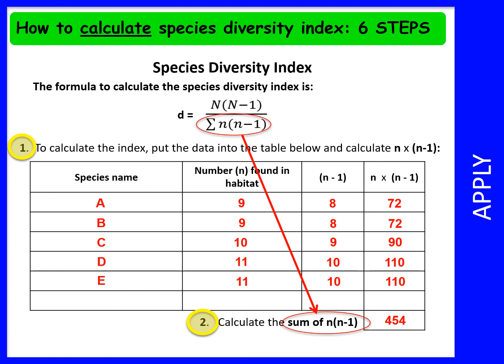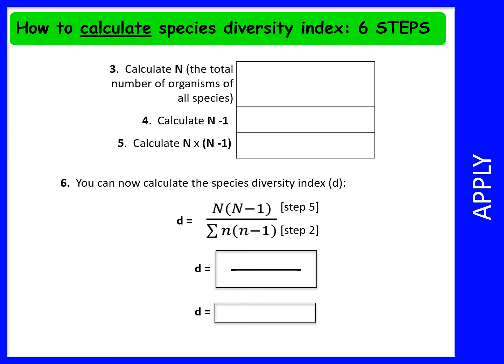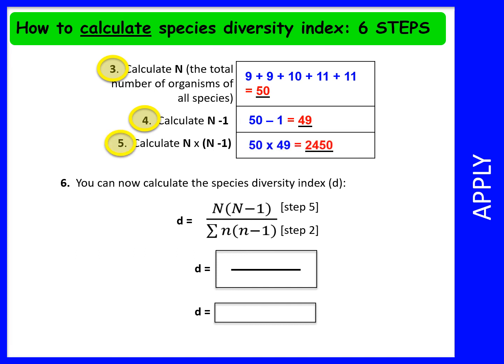We can then work out capital N times capital N minus 1 to give us the value that goes on the top of the equation. So the total number of individuals from our data was 50. N minus 1 is 49. And if you go 50 times 49, you're going to get 2,450. And that goes on the top of the equation.